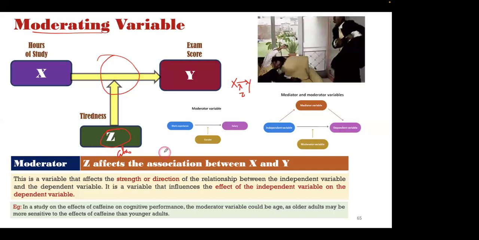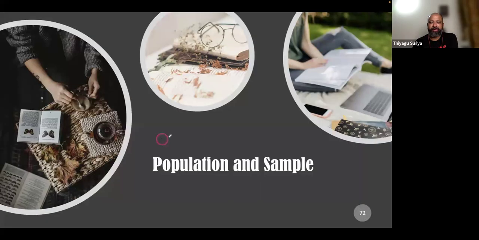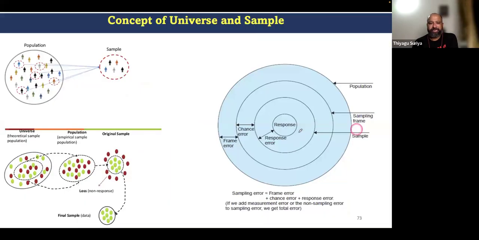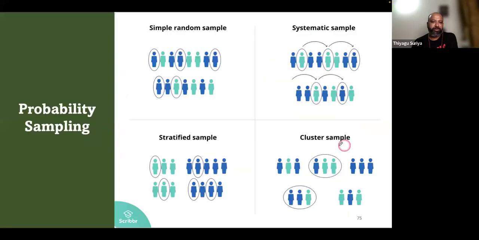Now, can we go to the next level? I'm taking 10 more minutes. Sampling error and all is not essential now. You know that there are different probability samplings. There are two kinds: probability sampling and non-probability sampling.